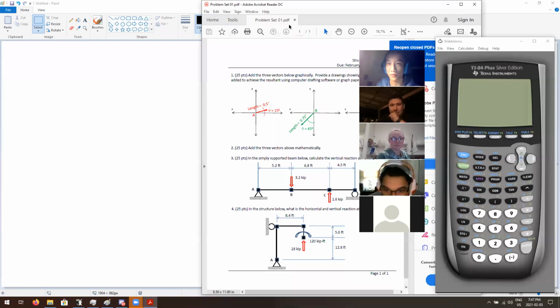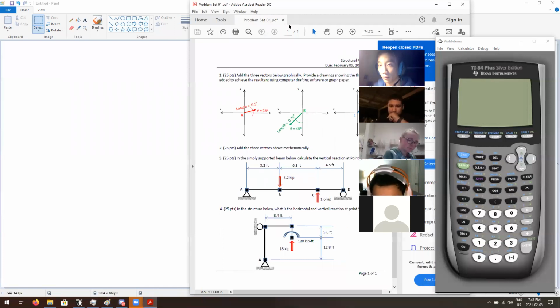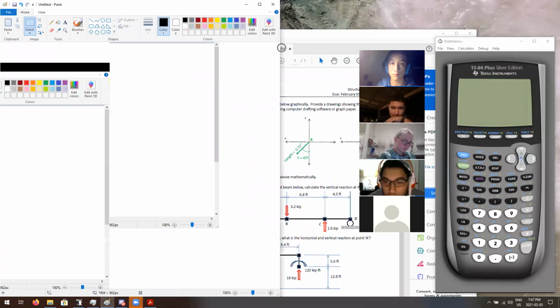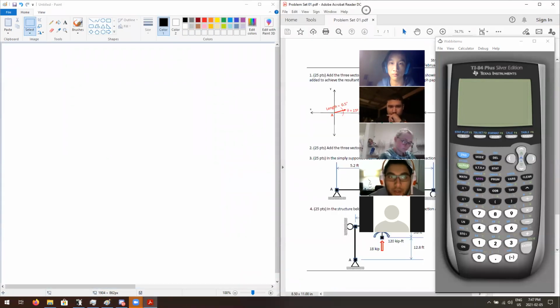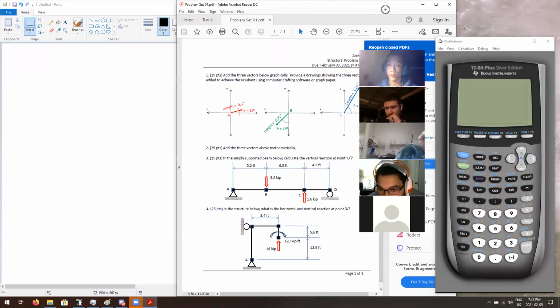Number four. Is there anyone in the waiting room? No one's in the waiting room. Now hold on. Number 3 was calculate the vertical reaction at point D. So that's RYD only. But number 4 is asking something else. It's asking for the horizontal and vertical at point A. So RYA, RXA. Okay.